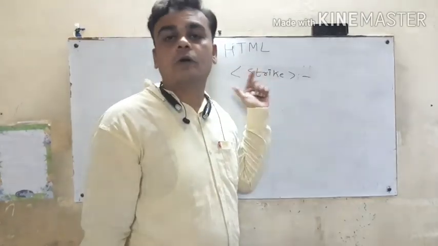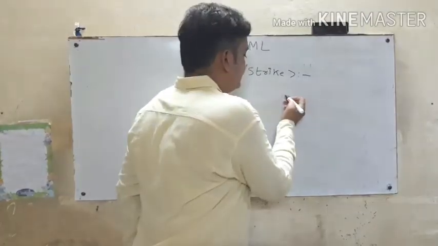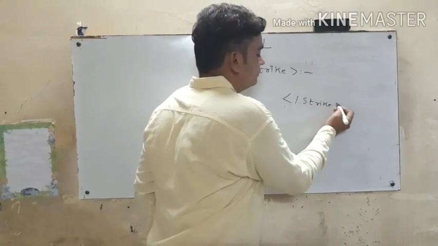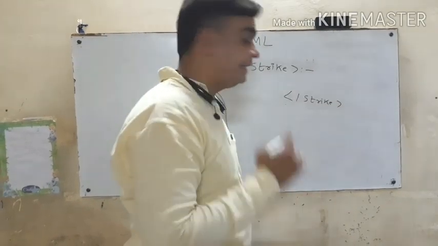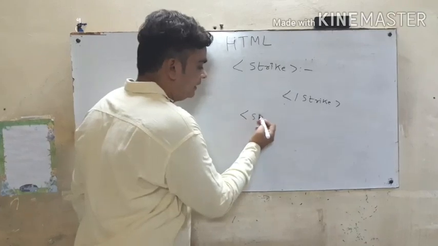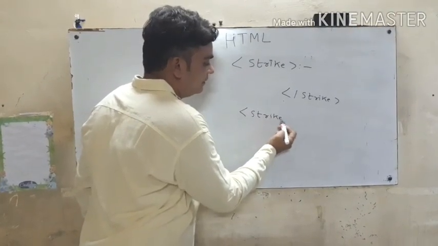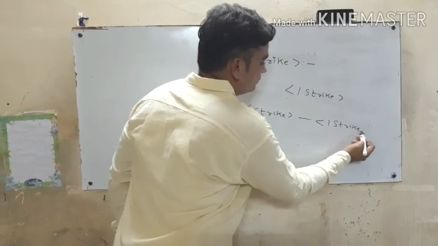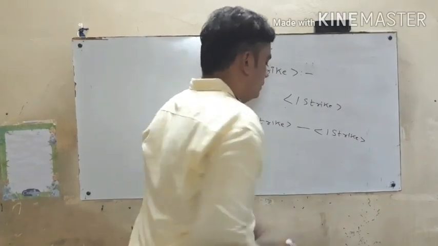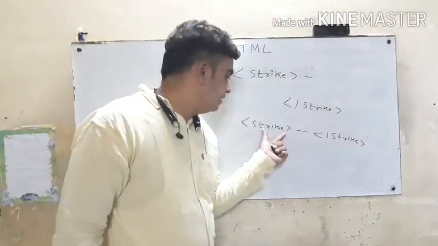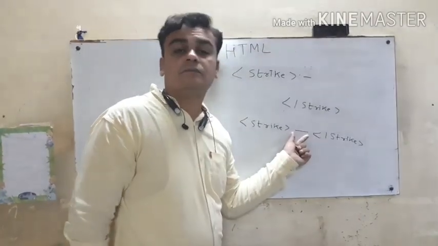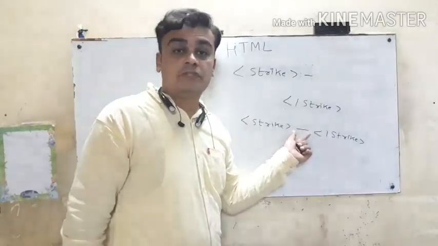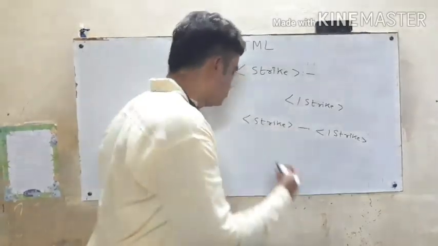And it is also a pair tag, means its companion tag is slash strike. And suppose we are going to write down its syntax, we write like this: strike tag, dash, and slash strike. The information present in between strike and slash strike should be cut. How will it look like? I will show you.